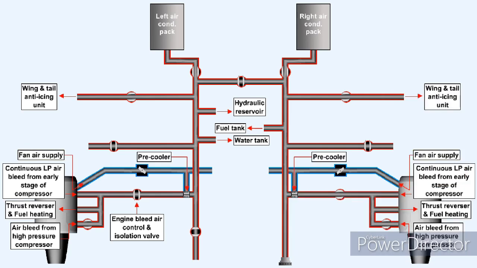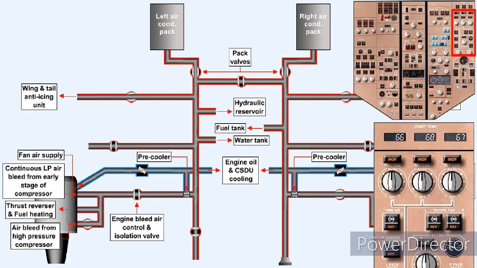This diagram also shows fan outlet air being used in a pre-cooler. The pre-cooler controls the temperature of the bleed air going into the system to an acceptable level. The fan can also be used to supply cooling air to the engine oil system and the constant speed drive unit.